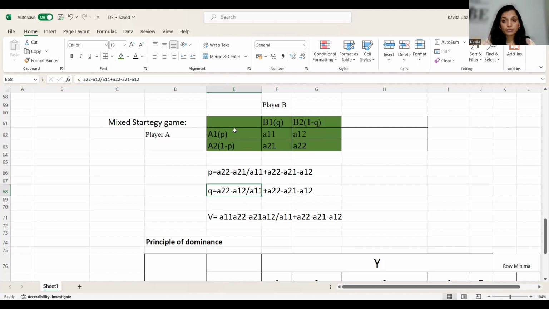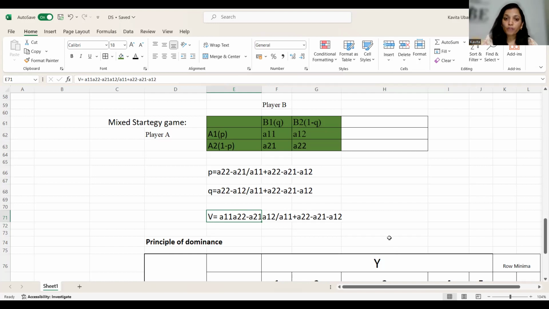On the basis of this 2 by 2 matrix, the value of the game formula is equal to A11 multiplied by A22 minus A21 multiplied by A12, divided by A11 plus A22 minus A21 minus A12. This is the same denominator. So this is the formula to calculate the value of the game when we cannot find a saddle point for that particular game. Then we will reduce that matrix to 2 by 2 and get the value of the game using this formula.